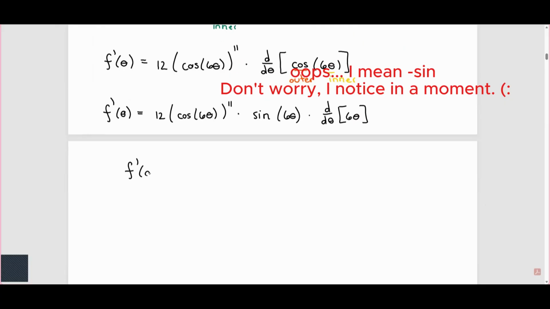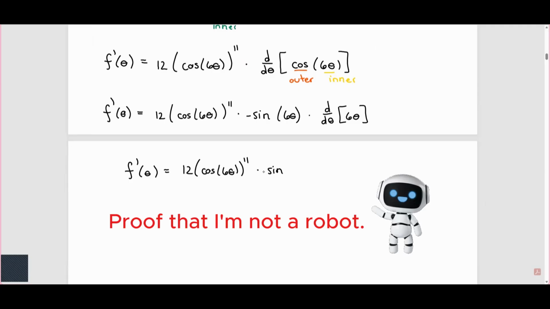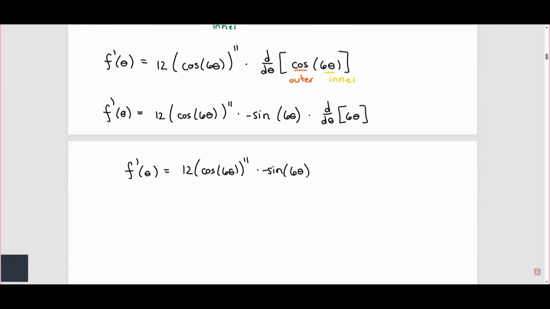Finally, one more step and we will have our derivative. So I had the derivative of the exponent of 12, keep everything nested inside. Then I had the derivative of cosine. I'm sorry, this should be a negative sign. That's my bad. Keep the 6 theta nested inside. And then the derivative of 6 theta is just 6. And there is our derivative.